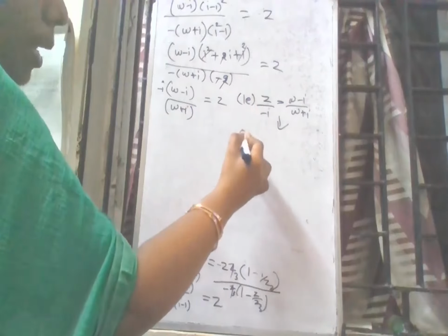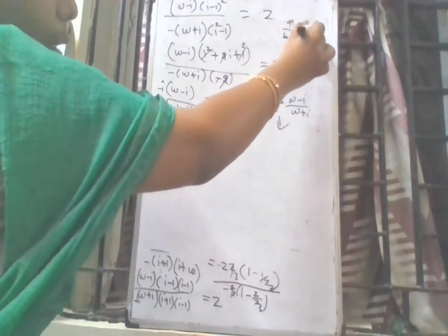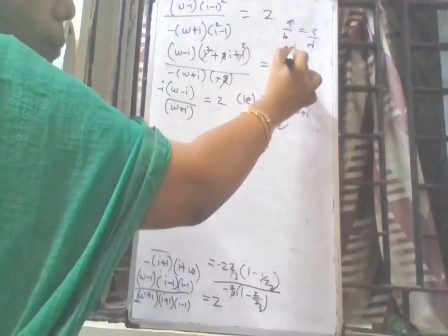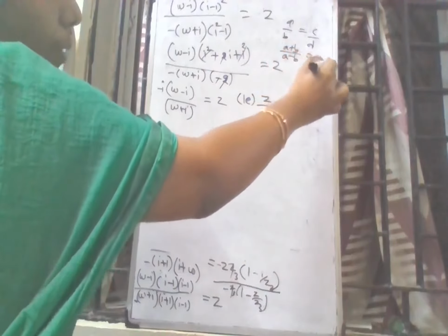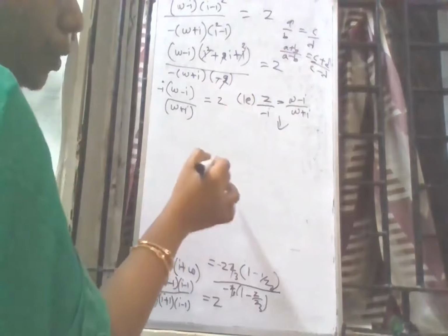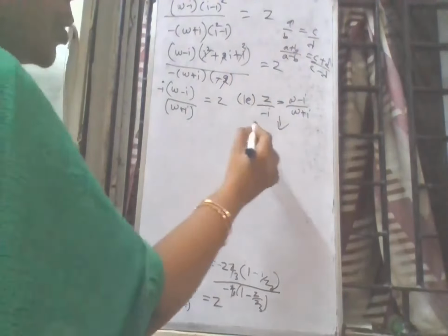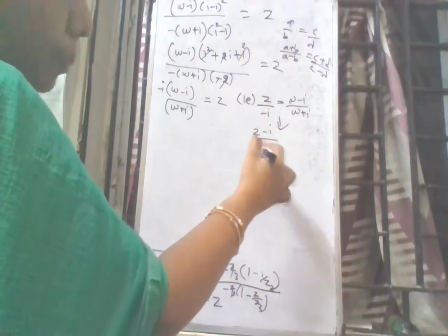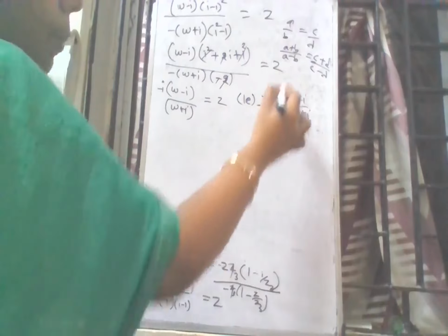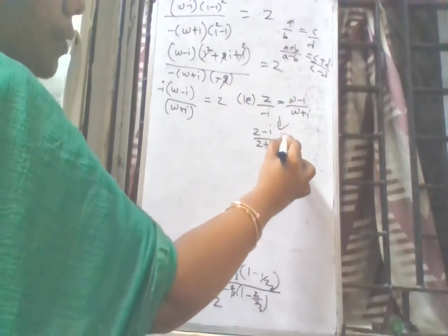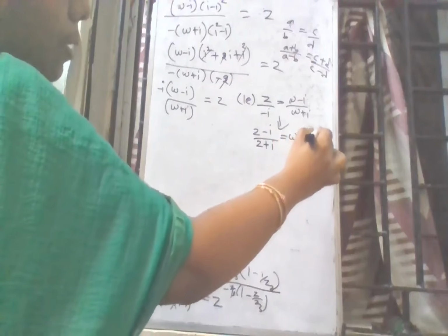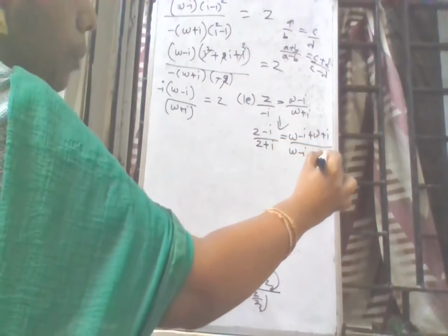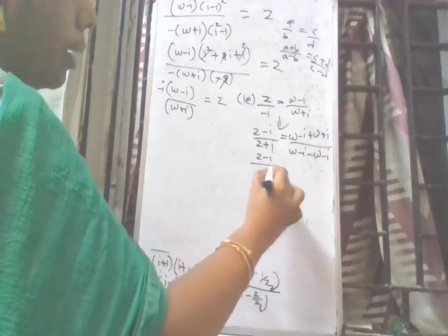You all remember: a by b equal to c by d, so a plus b divided by a minus b is equal to c plus d divided by c minus d. Same thing I'm going to try here. So z plus i, since minus i is already there, so z plus i, z minus i I'll get. Next, z minus, minus into minus, plus, a minus b, plus i, which is equal to w minus i plus w plus i divided by w minus i minus w minus i. So z minus i, z plus i.